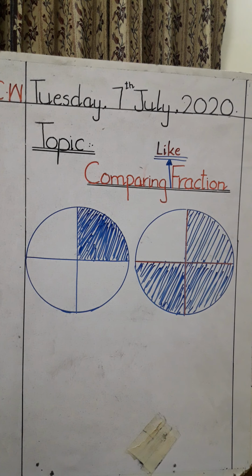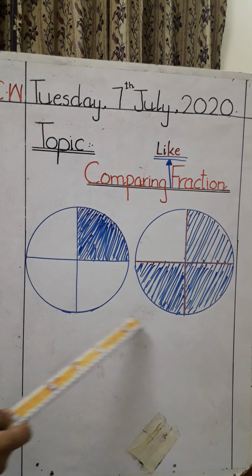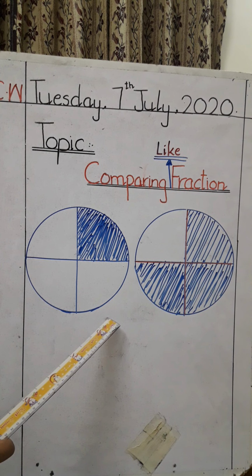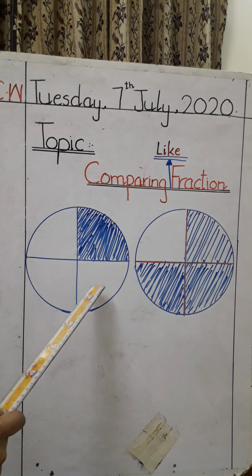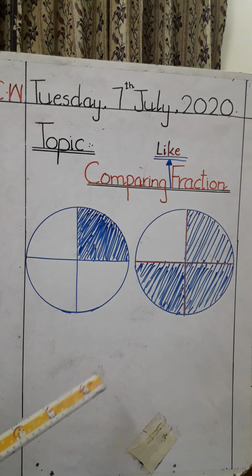Students, today our topic is comparing like fractions. Okay, today we will learn how to compare like fractions. So, look at these circle shapes. We can see that these circles are divided into four equal parts. Okay, look at this shape. It's also divided into four equal parts, and this circle is also divided into four equal parts.